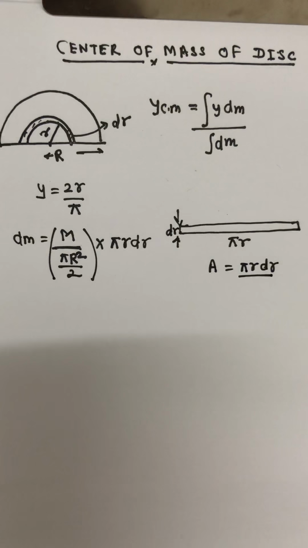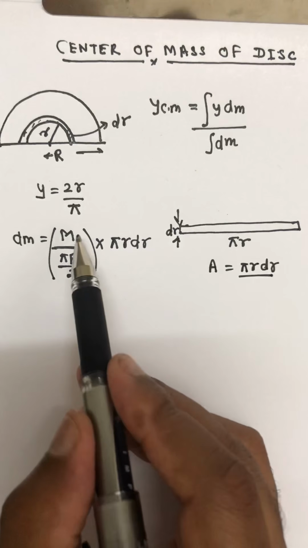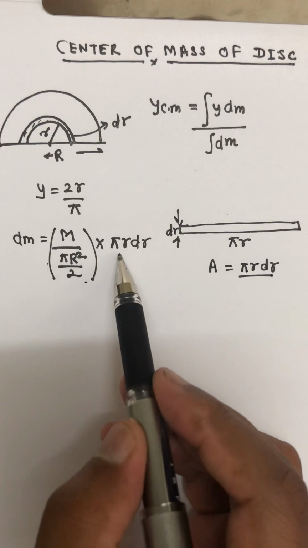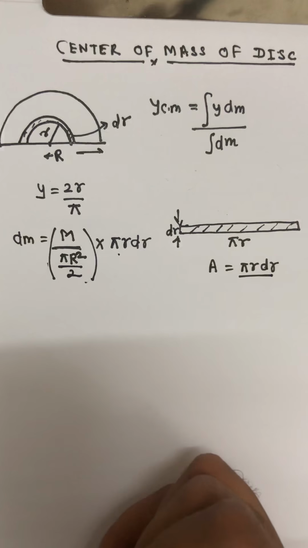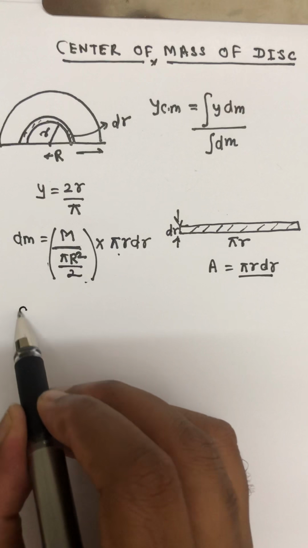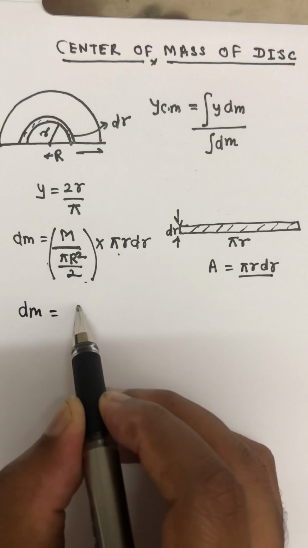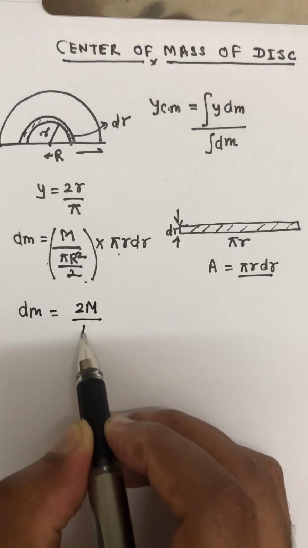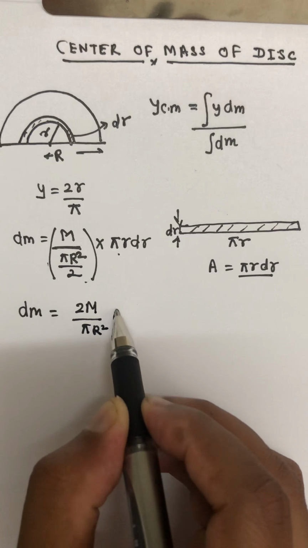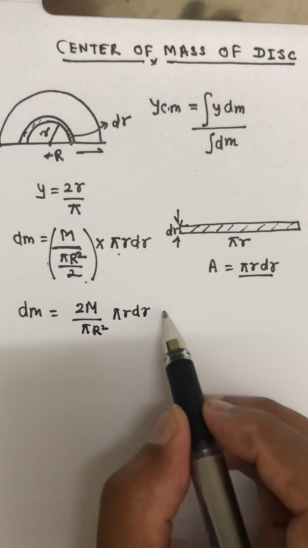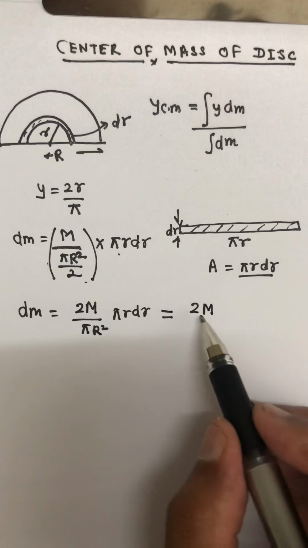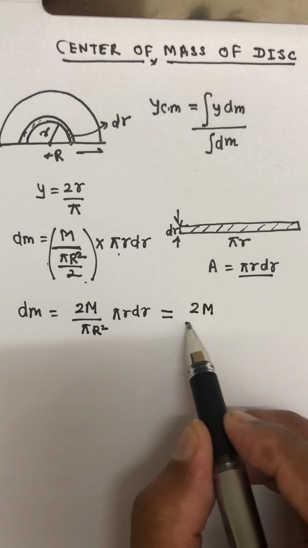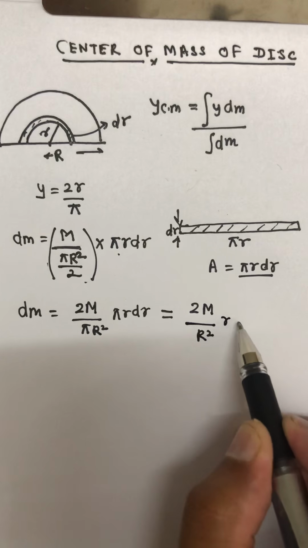Area density multiplied by area is equal to mass. So area density multiplied by the area of this strip is equal to the mass of this strip. So this will be dm. If I calculate dm, I'll get 2m divided by pi R square, into pi r dr. Pi and pi get cancelled. I'll get 2m divided by R square, r dr.